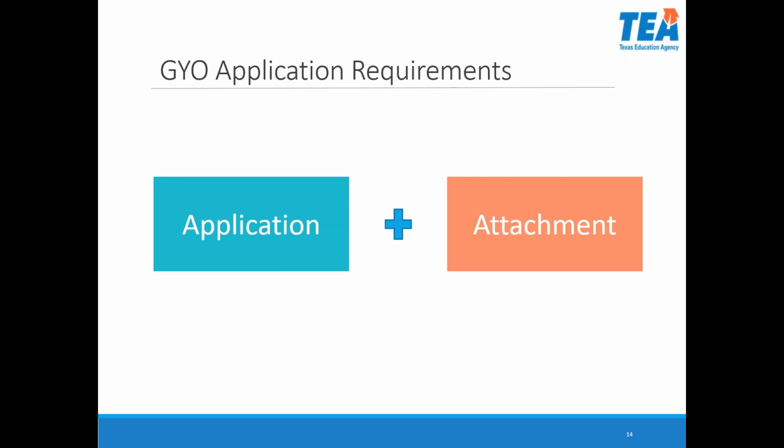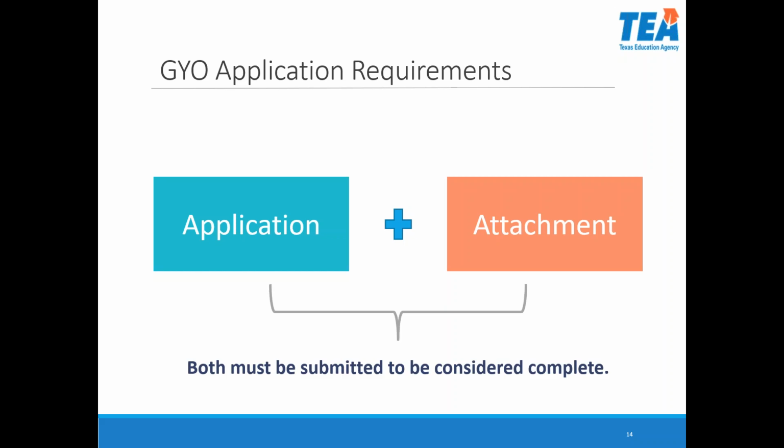A Grow Your Own application consists of two parts, an application document and the corresponding required attachment document. The application provides the applicant the opportunity to share their needs, plans, and goals in alignment with the goals of the grant. The attachments provide the applicant the opportunity to share more in-depth plans for how they plan to address specific requirements aligned with their chosen pathway.